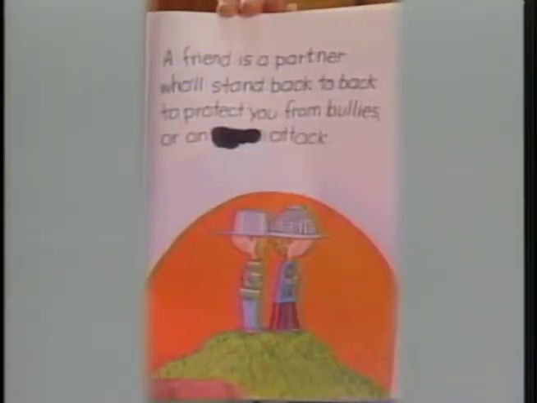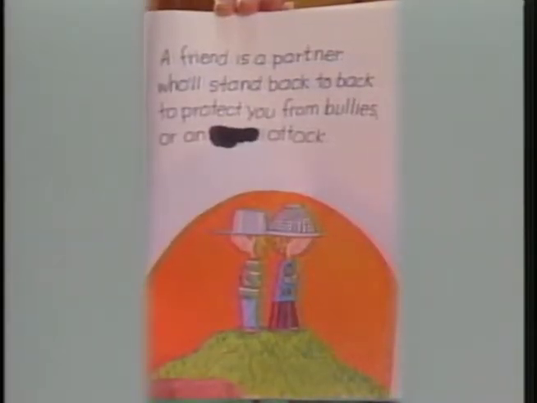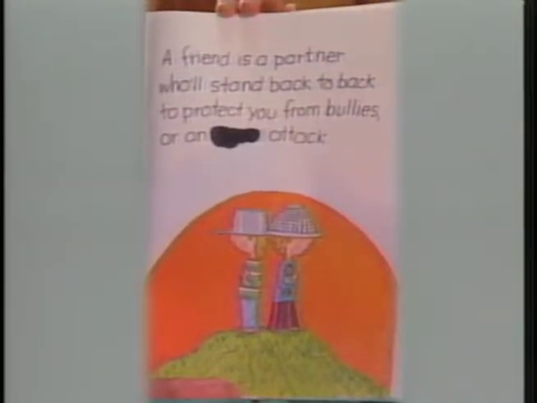As I was reading the book, I came to a page that says the following: a friend is a partner who will stand back to protect you from bullies or an Indian attack. Right away I thought, whoa, Indian attack, that doesn't sit right with me, and I was really surprised that a children's book would have a phrase like that in it. So I thought about it, and I thought I'm going to do something about it.